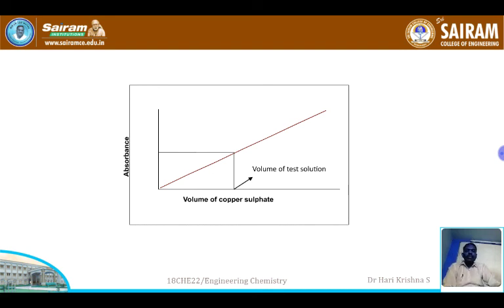Similarly, you can carry this out for different metals, maybe nickel, iron, manganese. Whichever metal gives color, or whichever substance gives color by adding a complexing agent, can be estimated using this colorimetric estimation. So colorimetry can be done only for substances which give color or are already colored.